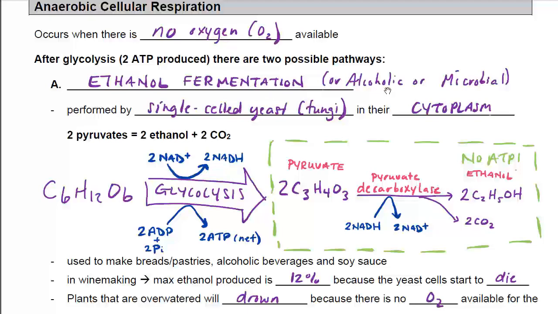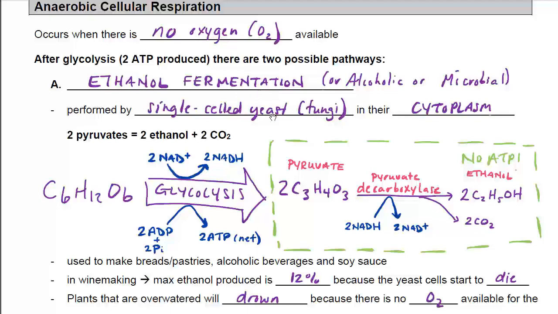You may also see it called microbial, simply because small things like single-celled yeast are able to go through this. Now, there are some bigger things that are able to go through ethanol fermentation. Your goldfish would be one of them, things like that. There are a few different fish that can do it.